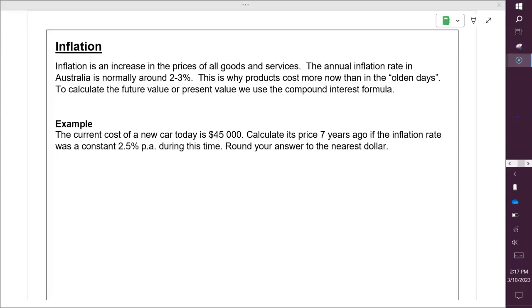This lesson we're looking at inflation. So inflation is an increase in the prices of all our goods and services. You would have heard that word a lot in this last year or so. The annual inflation rate in Australia is normally around 2 to 3%. That's why they cost more than what they did a few years ago or in the olden days, if you hear people talk about that.